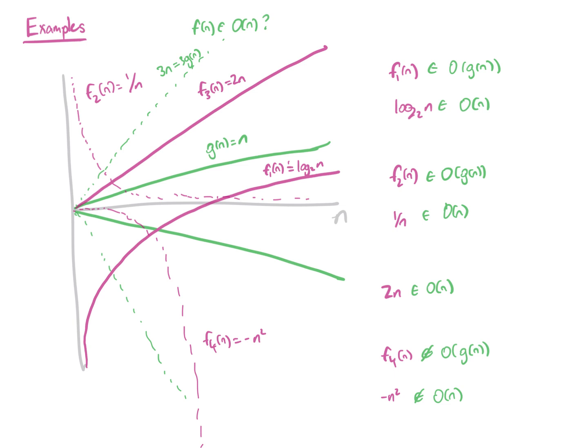So these have been just a few examples of different functions and their relation to the function g of n equals n. What we're seeing is that g of n equals n gives us a qualitative way to describe some of these functions. In particular, we can say that these functions grow no more quickly than g of n equals n in some cases. That's true for f1, f2, and f3, but not f4.